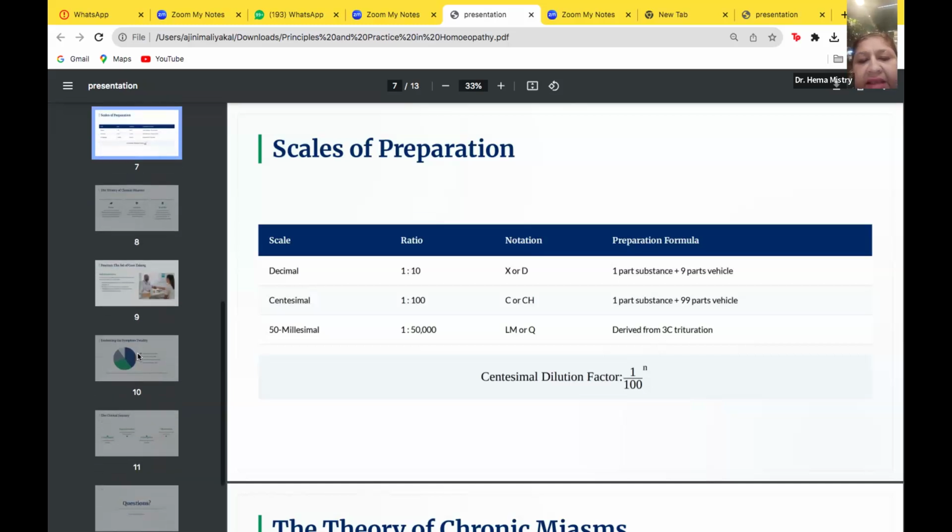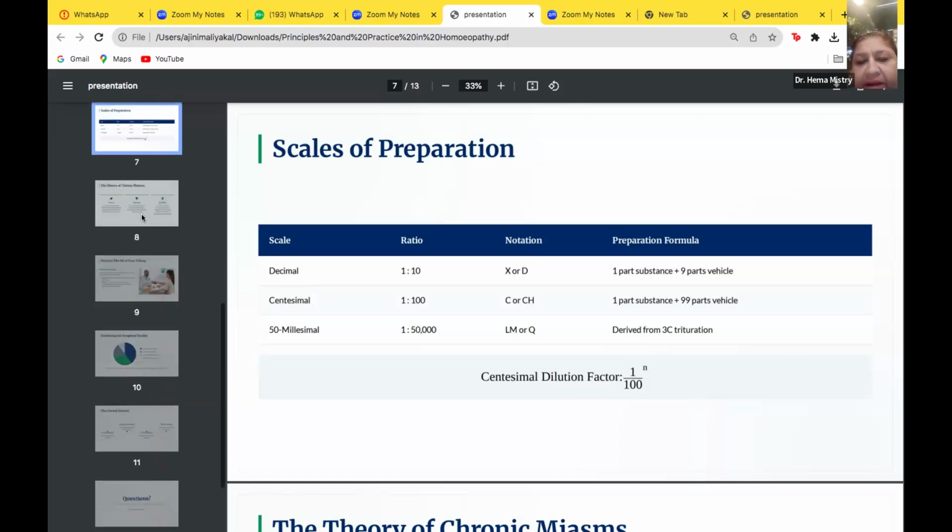That is the decimal scale, 1 is to 10, which is called 1x, 2x, 3x. Then one part of the particle to the 100th part of water or alcohol, when mixed and given succussions to the liquid, becomes 1C, 2C, 6C, 30C. And then the 50 millesimal is 1 is to 50,000. That is why it is called the 50 millesimal potency, or LM or Q potency.